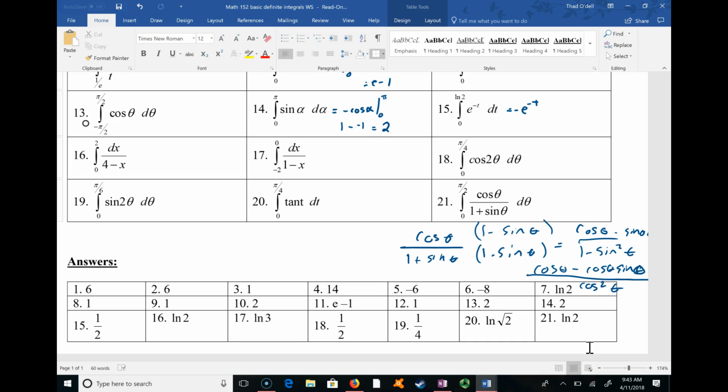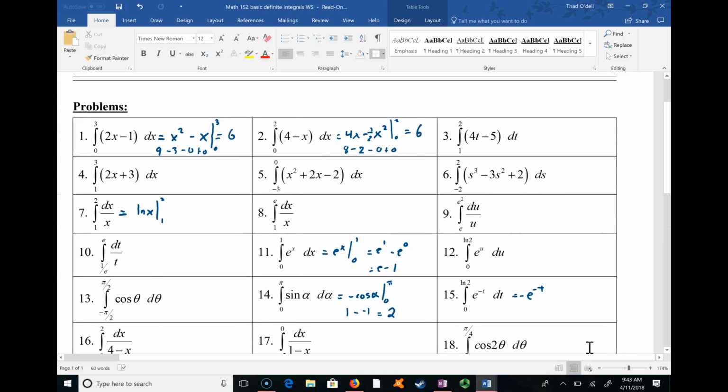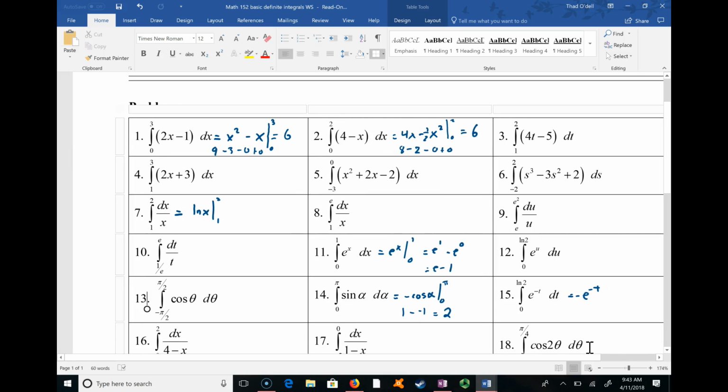Anyway, what you want to do is get really good at the power rule in reverse, making the necessary adjustments, and at the sine, cosine, tangent, secant, cosecant derivatives, right? And the exponential. I guess we should do a quick exponential one.